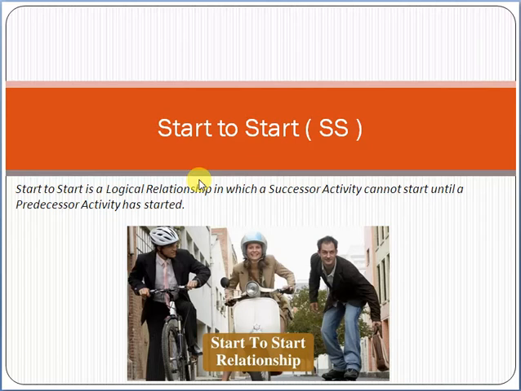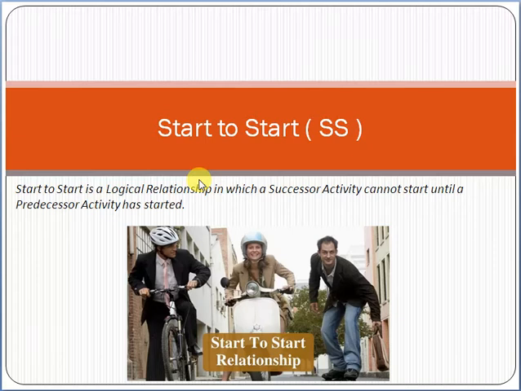Once the preparation of the scope of work finishes, only then can we go for approval of the scope of work. So there is a dependency. For example, if the first one is activity A and the second one is activity B, activity B is dependent on activity A. Once activity A finishes, only then will activity B start.